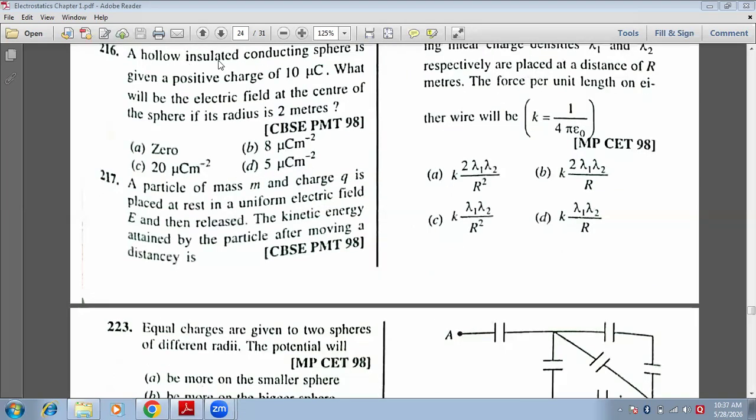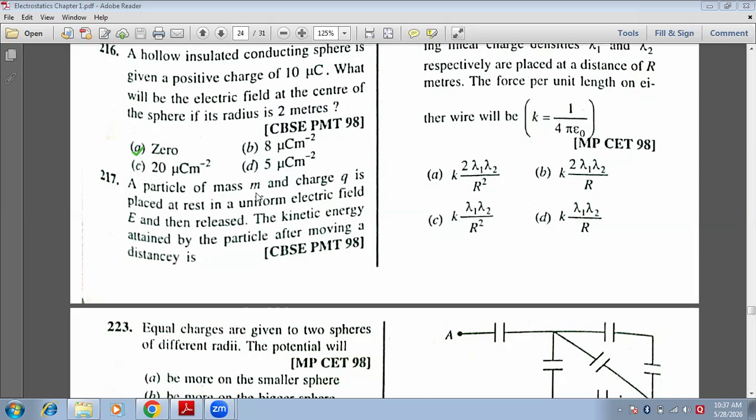A hollow insulated conducting sphere is given a positive charge of 10 microcoulomb. What will be the electric field at the center of the sphere if its radius is 2 meters? Option A 0, option B 8 microcoulomb per meter square, option C 20 microcoulomb per meter square, option D 5 microcoulomb per meter square. Correct answer, option A, 0.